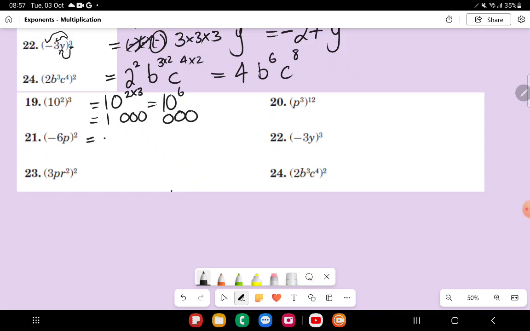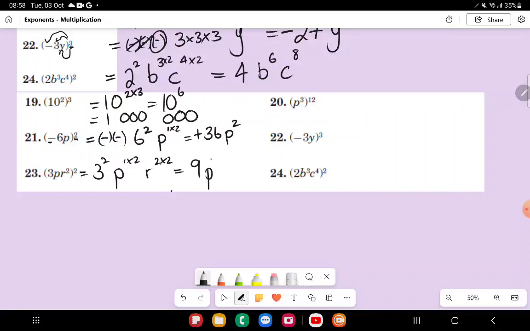21, I've got minus times minus. There are two minuses, and that's important for you to see. Then 6 squared, p^(1 times 2), which gives me positive 36p squared. Yeah, I've got 3 squared, p^(1 times 2), r^(2 times 2) gives me 9p squared r^4.